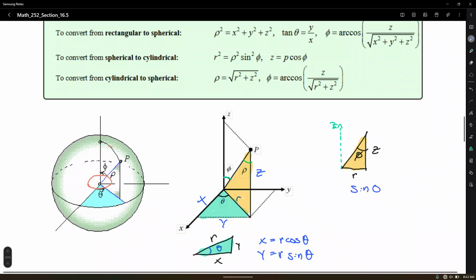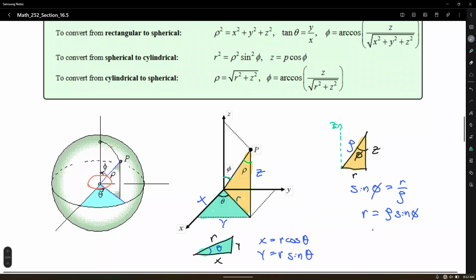Let me do sine of the angle phi, but be careful because the reference angle is at the top, it's not on the side like the green triangle. So opposite, which is r, over hypotenuse, which in this case is rho. Over rho, which means from here we can already get r equals rho sine phi.